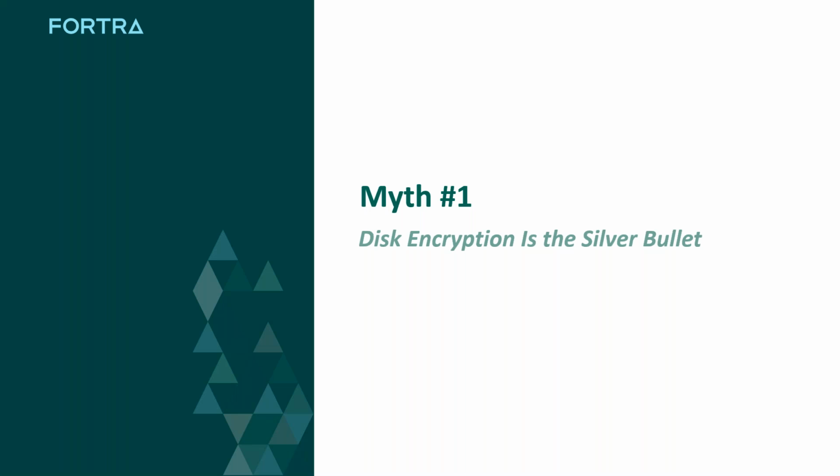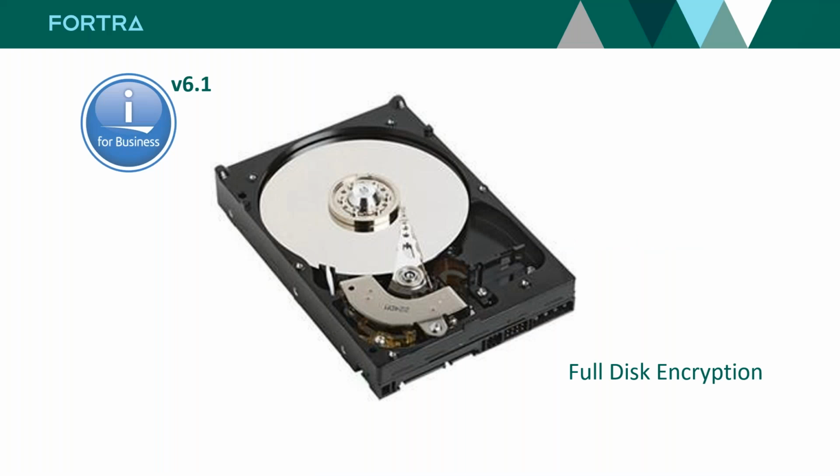Myth number 1, disk encryption is the silver bullet. So when we're talking about encryption, a knee-jerk reaction that I hear a lot is that we're going to go ahead and just do full disk encryption. Starting at V6R1, IBM actually gave us the ability to enact encryption across the entire disk drive, meaning everything that's placed on the disk is first encrypted by the disk controller, and then written out in that encrypted form seamlessly across the entire disk unit.